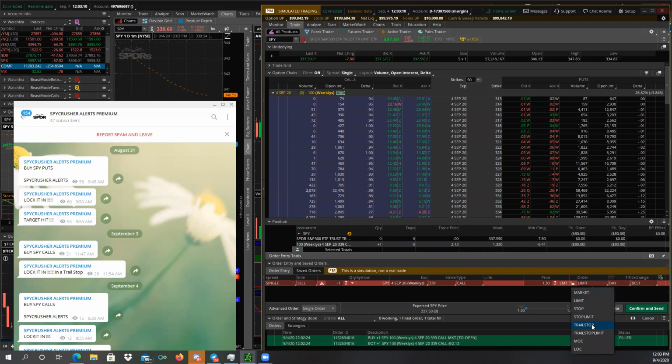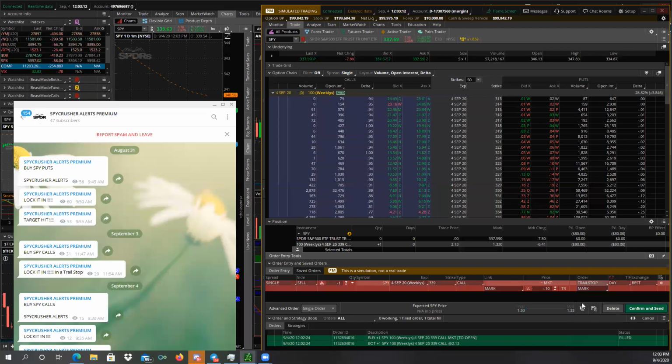I put a trail stop in, so I'm going to show you what I do. This will bring up a trail stop. Okay. And I can change this price from 10 cents down here to 8 cents, 7 cents. What this means is that once I initiate this trail stop, it's going to trail the option contract.